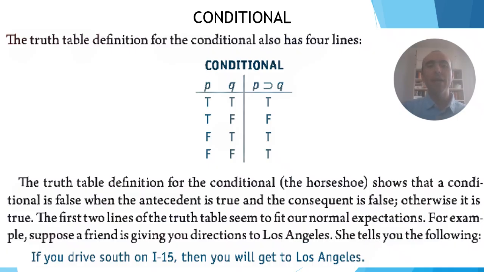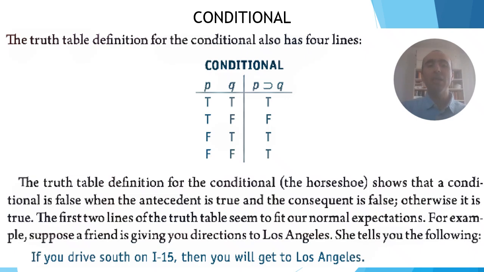Now let's imagine that you drive south on I-15, so P is true, but you do not get to Los Angeles. Then Q is false. In that case, the instruction is false, is incorrect, and that is what is shown on the second row of the truth table.